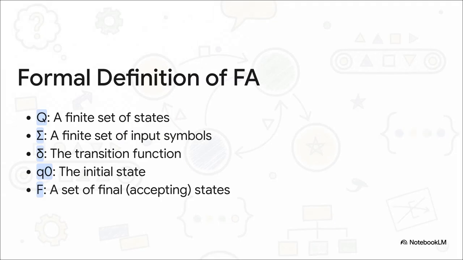Okay, listen up, because for your exams, this right here is absolutely crucial. Every single finite automaton is formally defined by these 5 components, what we call the 5-tuple. You have Q for the set of states, sigma for the alphabet, delta for the transition rules, Q0 for the one and only start state, and F for the set of final or accepting states.